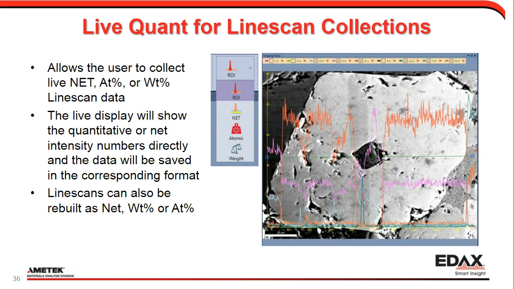In Apex 2.0, we've added live quant for light scan collections. It allows the user to collect live net atomic percent or weight percentage light scan data. You can click on the drop-down menu on the ribbon bar to select the type of light scan collection. The live display will show the quantitative or net intensity numbers as an overlay directly on top of the image. You can make the numbers along the axis larger and choose a different color.